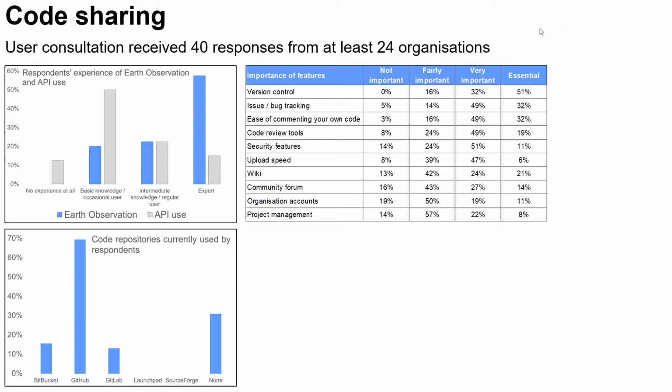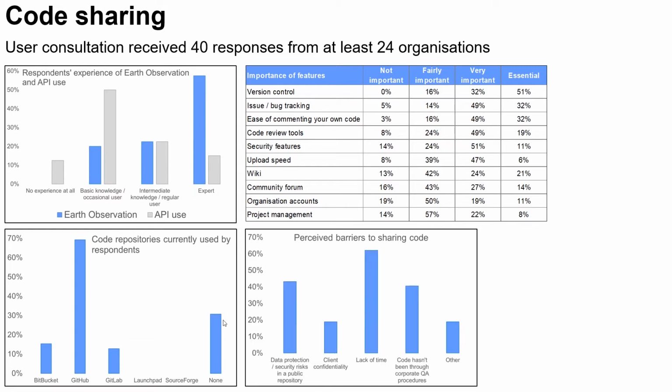And we asked them what features were important to them in a code repo, and I've sorted them here in order of importance by what was deemed very important or essential. So the top things, as you can see, is version control, issue and bug tracking, and the ease of putting comments on your own code. They were the top 3 things.